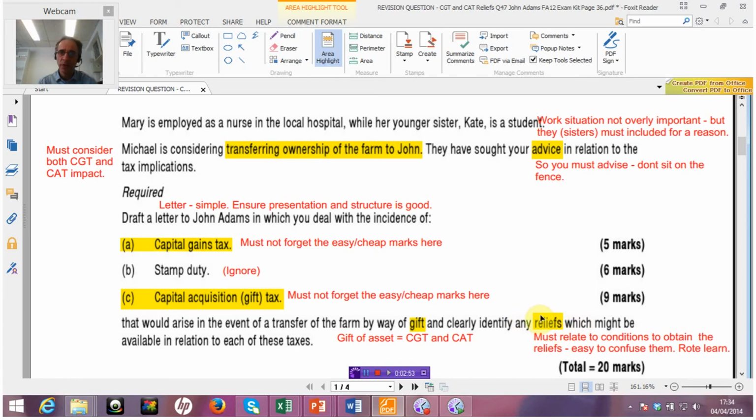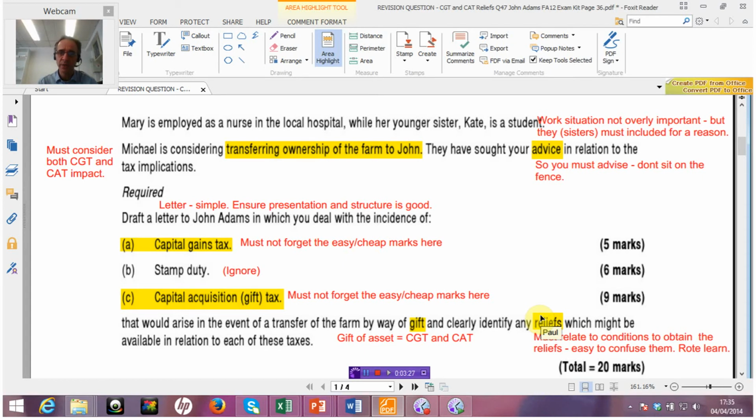One of the issues within P6, certainly in the area of reliefs, is rote learning. We need to ensure that we have rote learned in the first instance the conditions relating to all reliefs. That's your first port of call. Your second port of call is to do as many questions as you can. Rote learning a set of conditions is not actually difficult to do. The trickier bit is applying them to the scenario, and you'll see that demonstrated within this question.